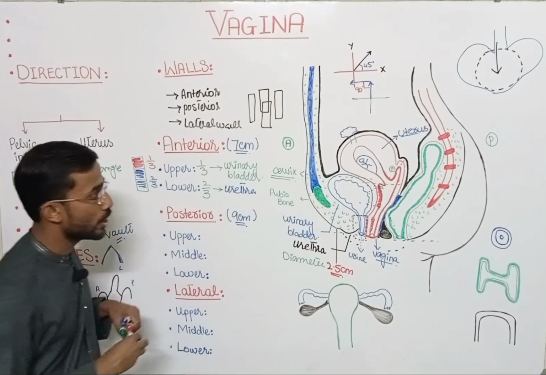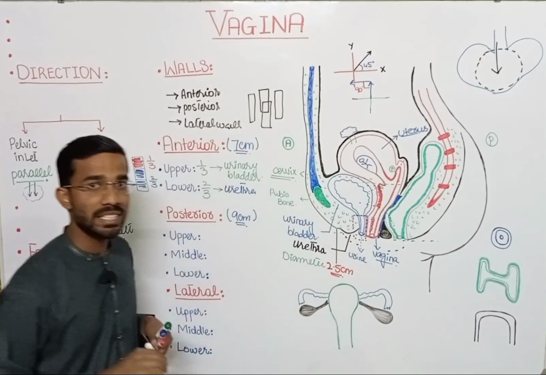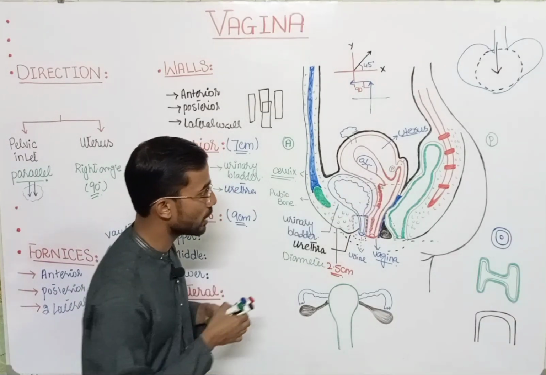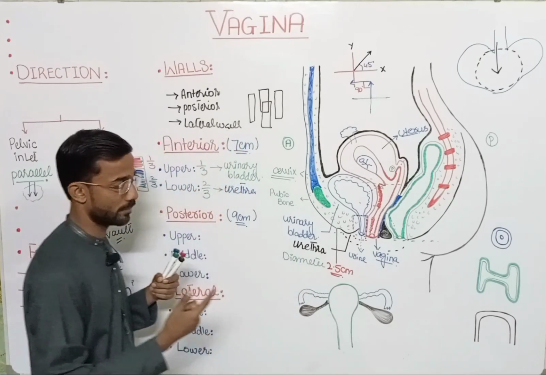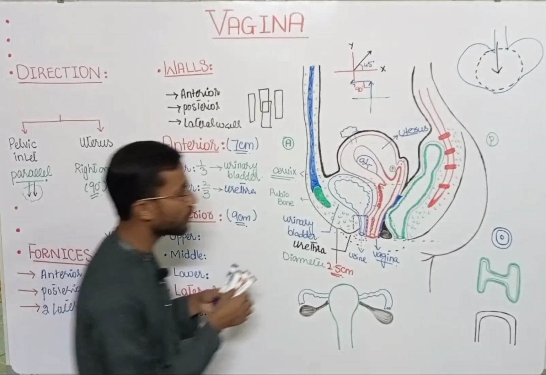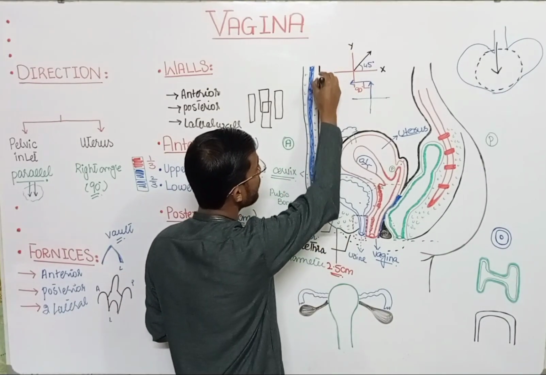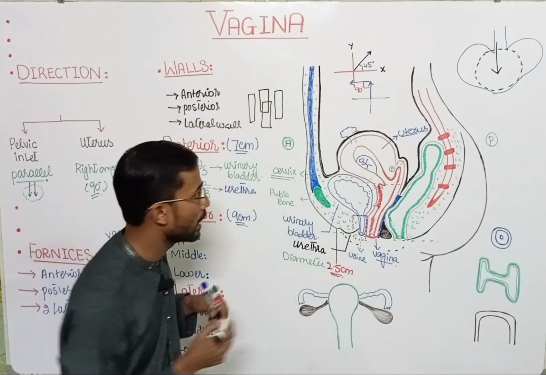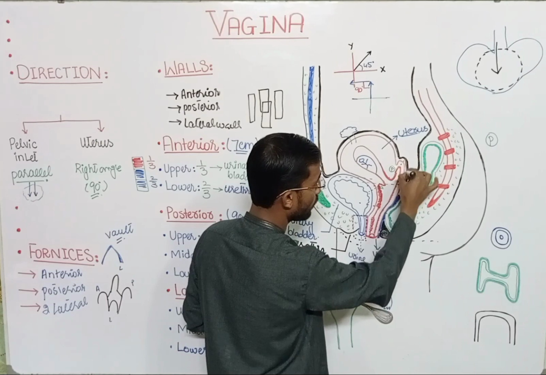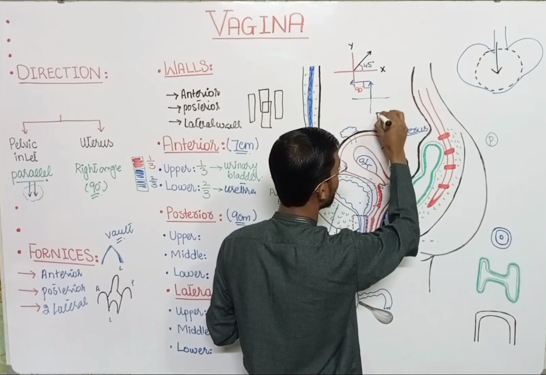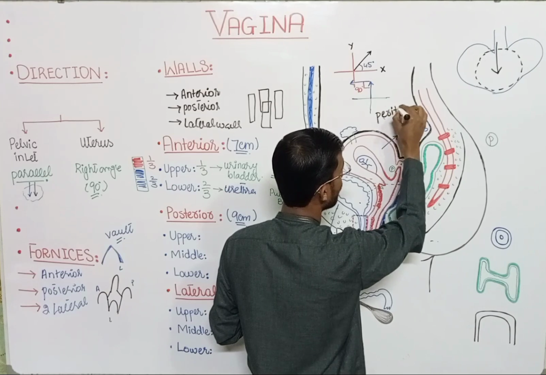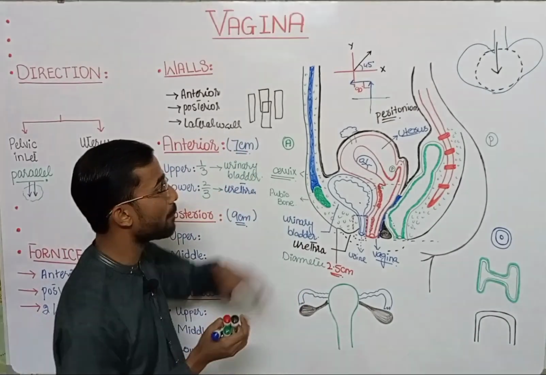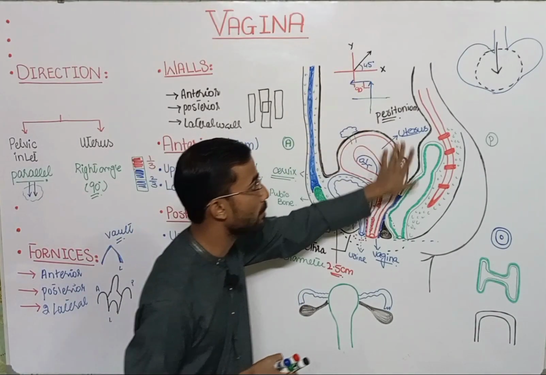Now, if you see the posterior wall, we will discuss what organs are correlated with it. We divide it into three parts: upper, middle and lower. The upper part is related to a membrane. What membrane? The peritoneum. The peritoneum surrounds the abdomen.